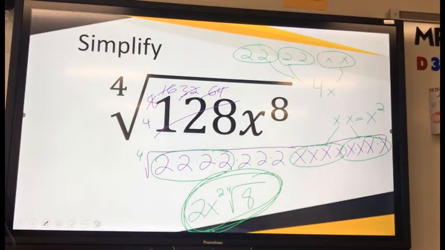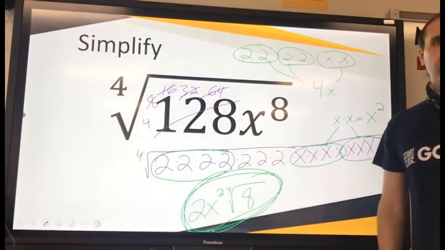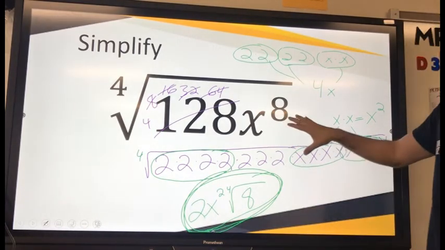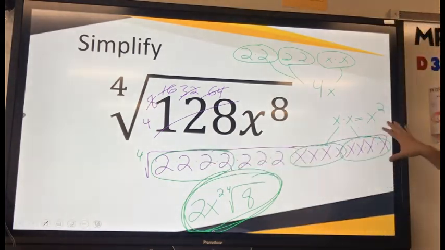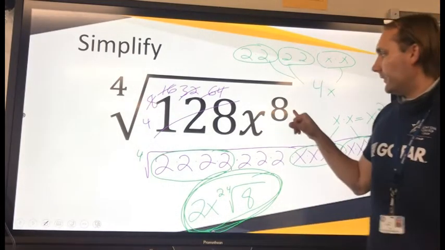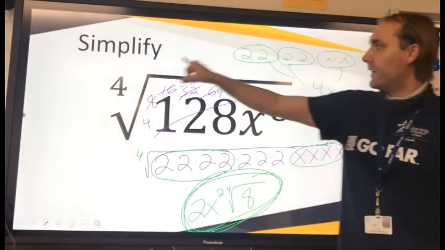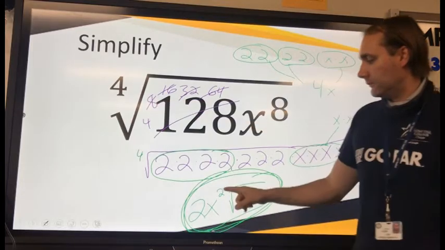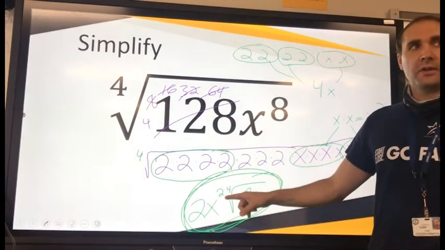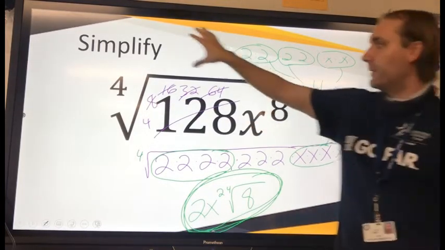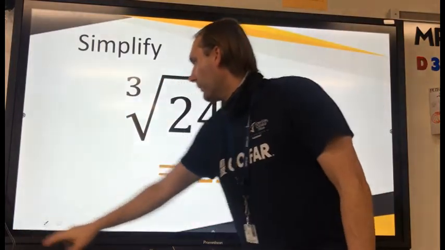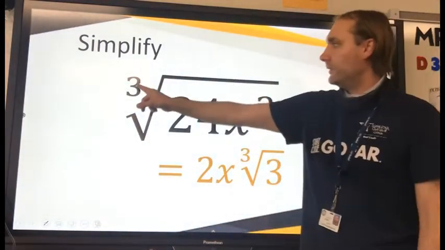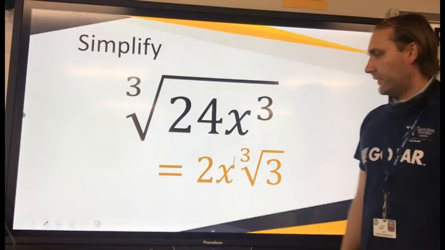Now there is a trick with exponents. For those with number sense, you probably can get this pretty quickly. If not, just go ahead and write it all out. But 8 divided by 4 is what? 2. It's going to work like that. Your exponent can be divided by the root. If I were to go back, what is 3 divided by 3? 1. Only one x came out.